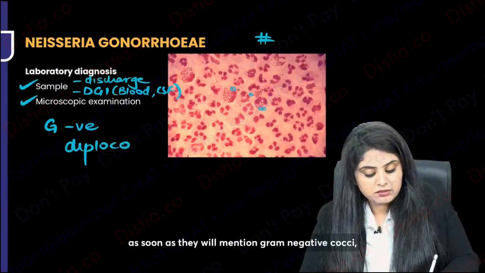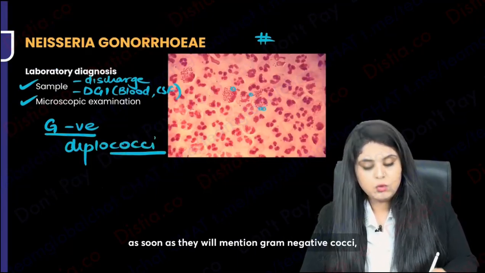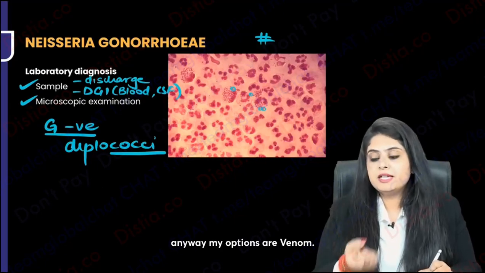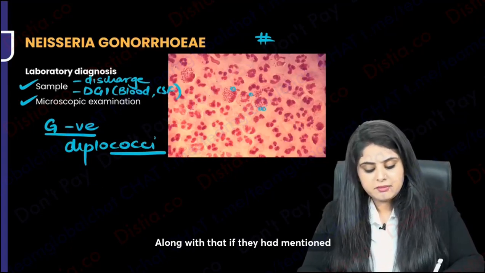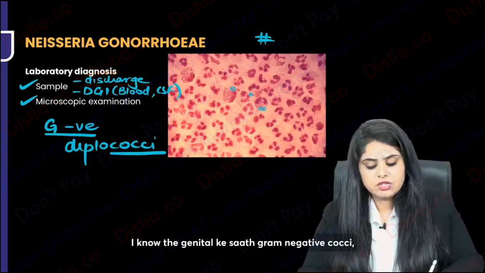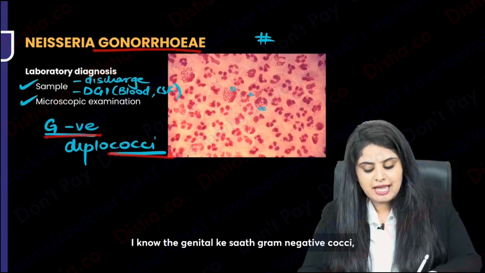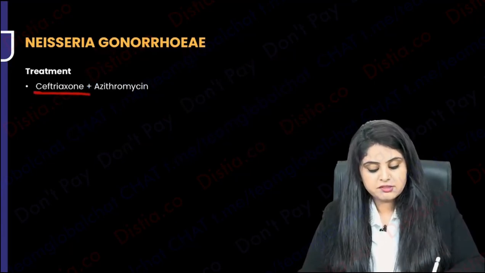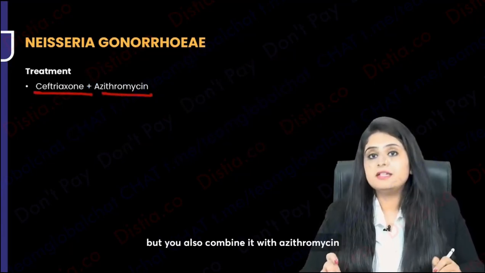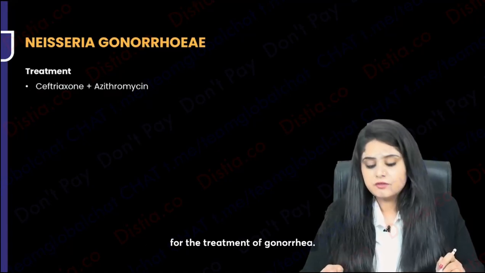See, first of all, as soon as they mention gram-negative cocci, anyway my options are Veillonella, Neisseria, Moraxella limited. Along with that, if they had mentioned some genital discharge, I know that with genital, gram-negative cocci has to be Neisseria gonorrhoeae. And how do you treat it? Of course, the same ceftriaxone, but you also combine it with azithromycin for the treatment of gonorrhea.